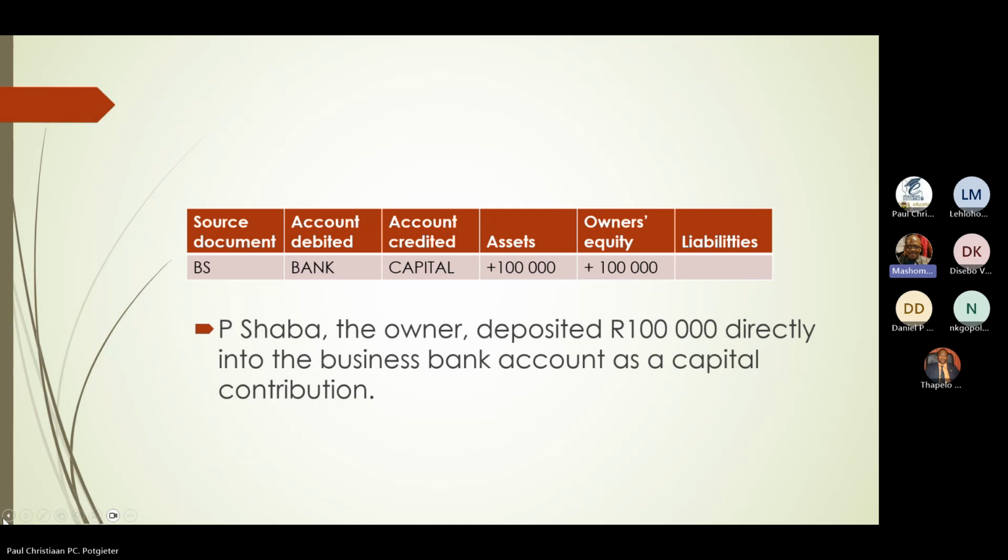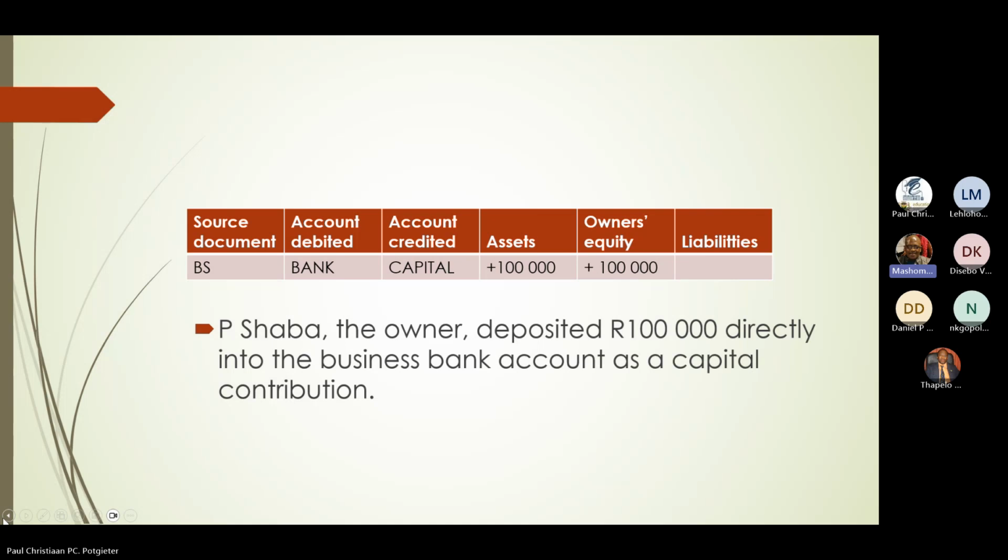We start with the first one. P. Shaba, the owner, deposited 100,000 directly into the business bank account as a capital contribution. When you analyze the transaction, learners, I've said the bank is automatically affected. Now, you look at this amount: what was it for? It says the amount was for capital contribution. It means the contra account in this case will be capital. Remember, number 1 is the bank, and the second one will be capital.